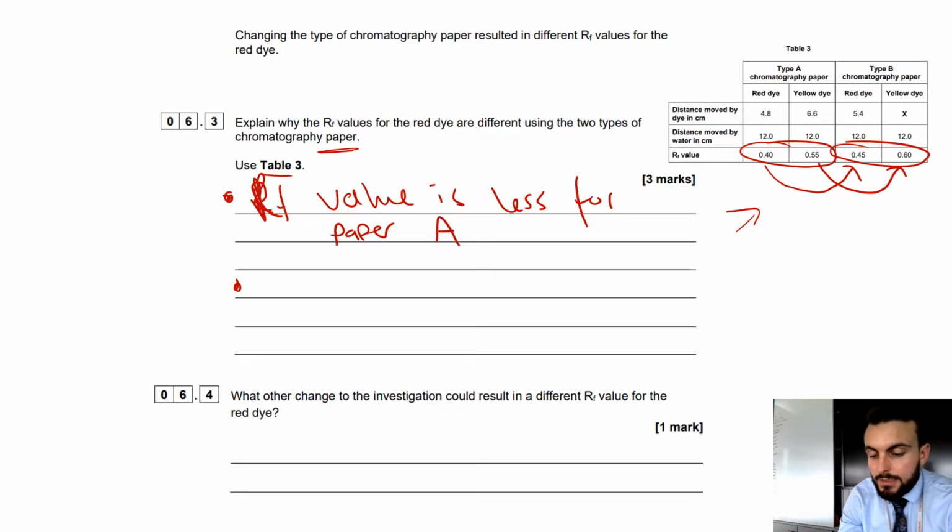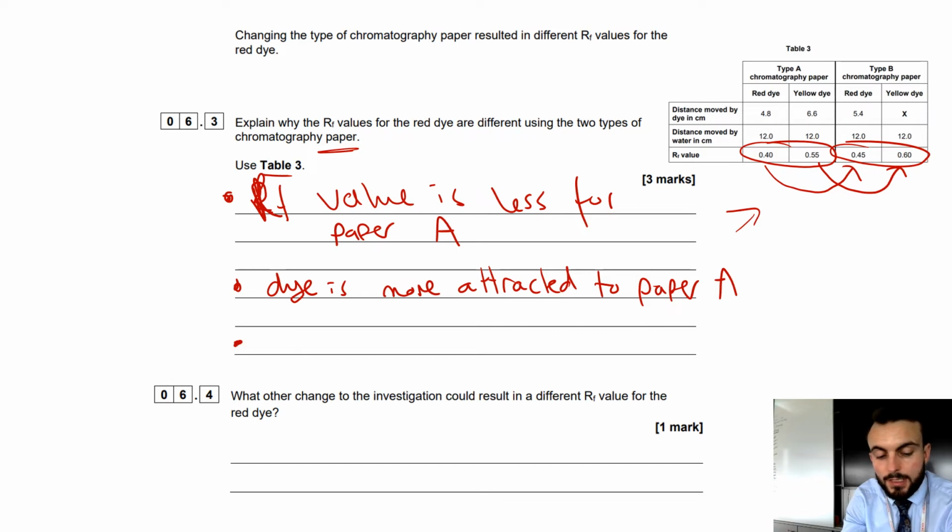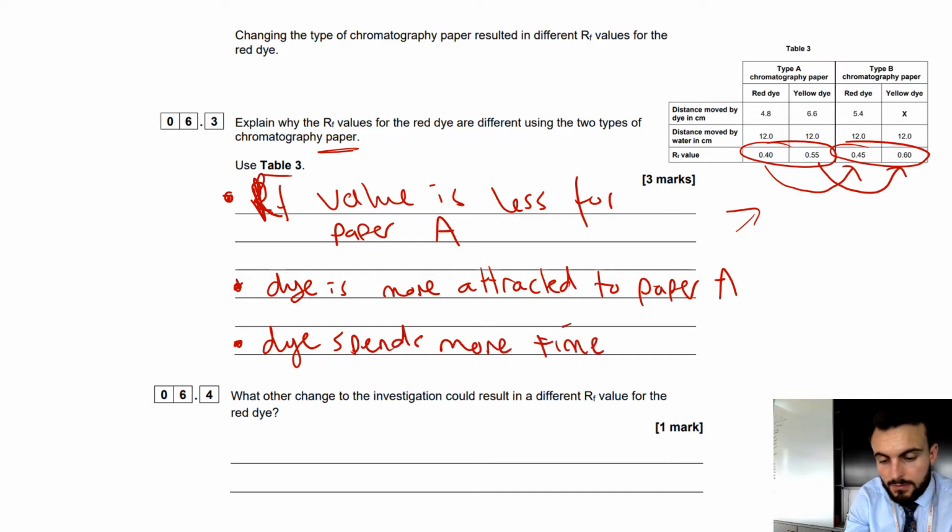Reason for that? Different dyes are attracted to different papers, depending on the kind of paper. So we can say the dye is more attracted to paper A. So that's what makes it move up the paper less. So therefore the dye spends more time distributed paper A.